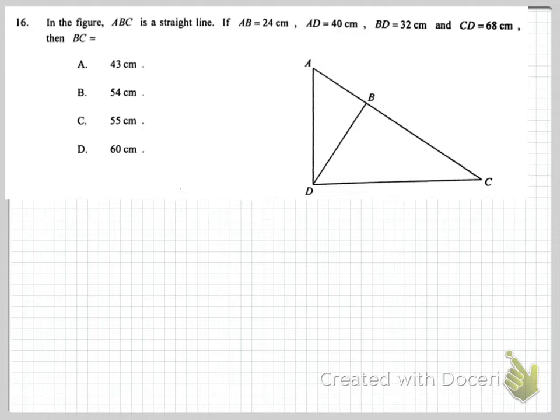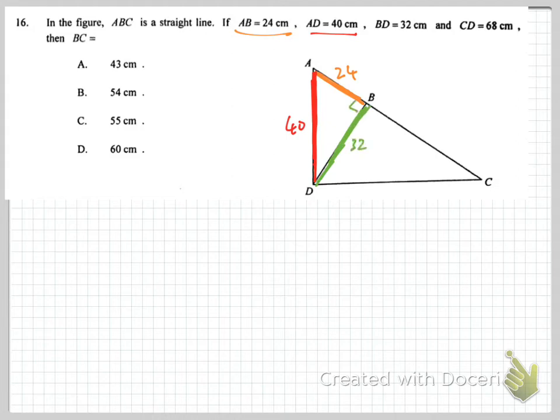Alright, so we have the third past paper question. Now, so many numbers here, right? Let me take a look at them one by one. So we have AB, the orange line is 24. Alright, this orange line is 24. And then what else? We have AD, this red line is 40. Alright, this red line is 40. What else? We have this BD is 32, so this green line is 32.